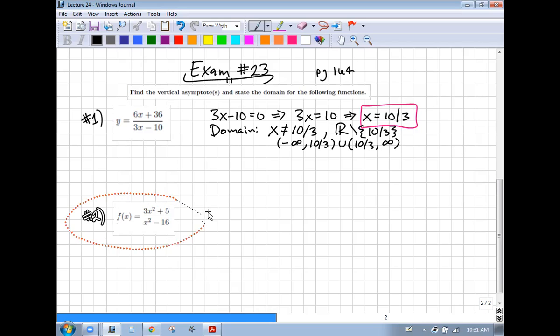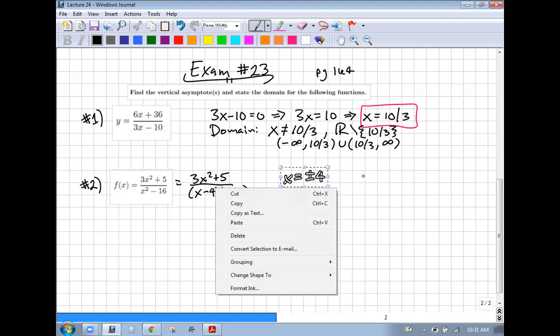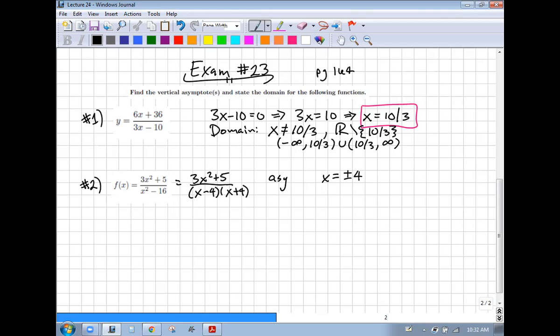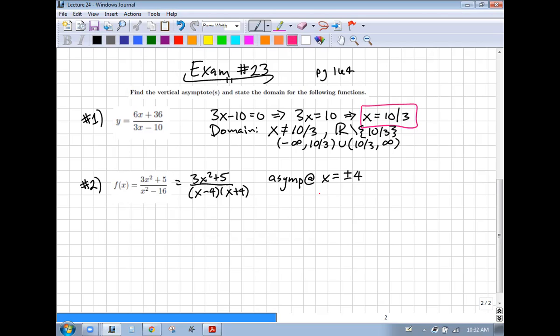Okay. Number 2, same kind of thing here. What you might want to do is just factor the bottom. This is the difference of 2 squares. So you could easily say this is x minus 4 times x plus 4. So you get your negative 16, your x squared, and then your minus 4x and positive 4x cancel out. So by looking at it, you could say, okay, the asymptotes are at x equals positive negative 4.